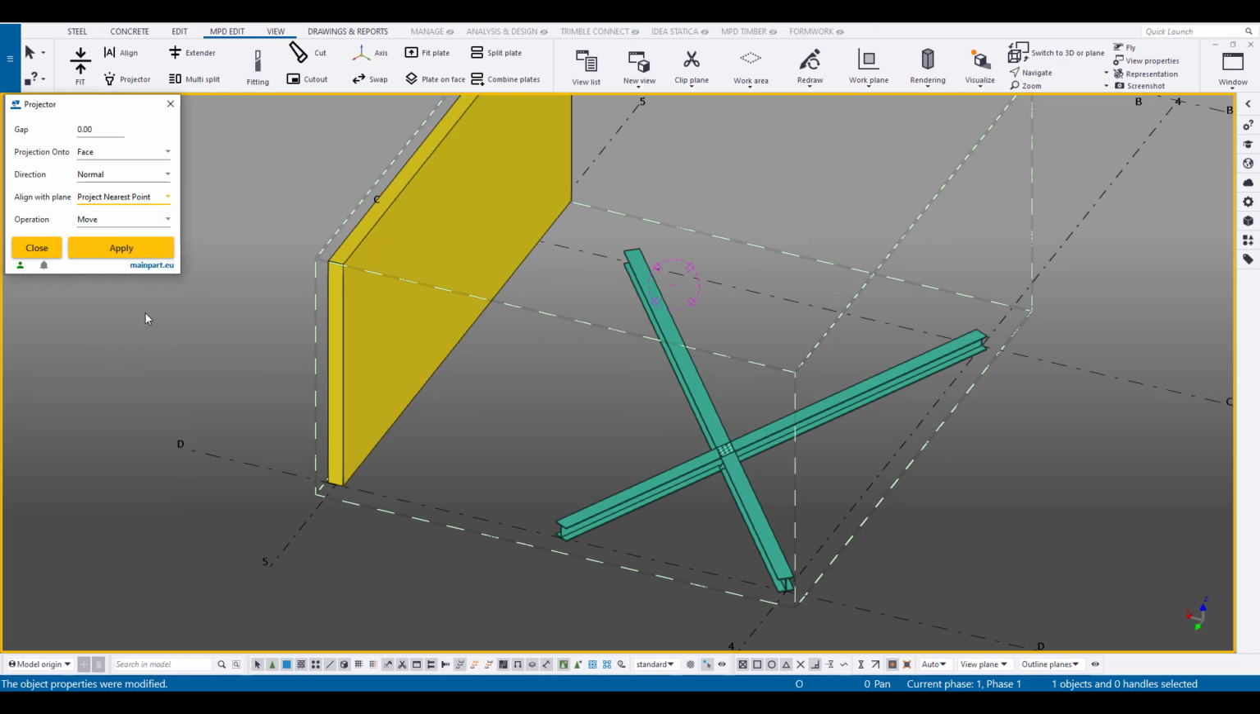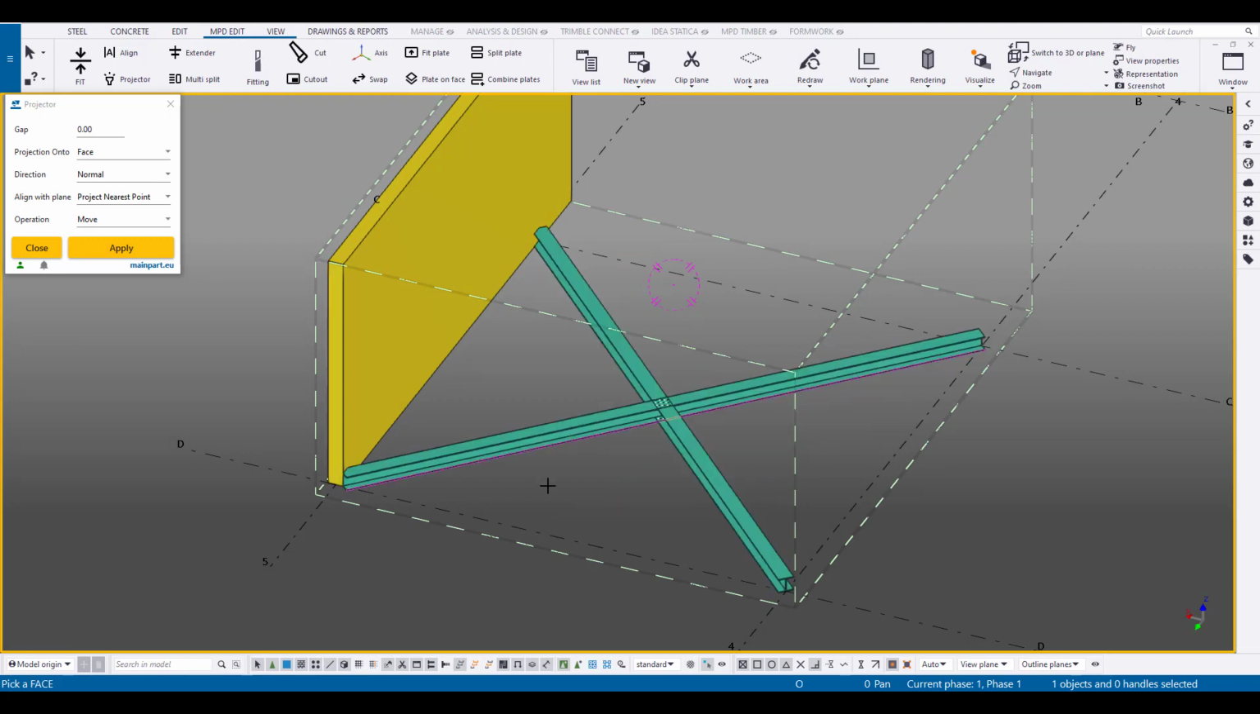Nearest point projection. A method of projecting onto the plane the nearest point of the beam, start or end, to the specified plane.